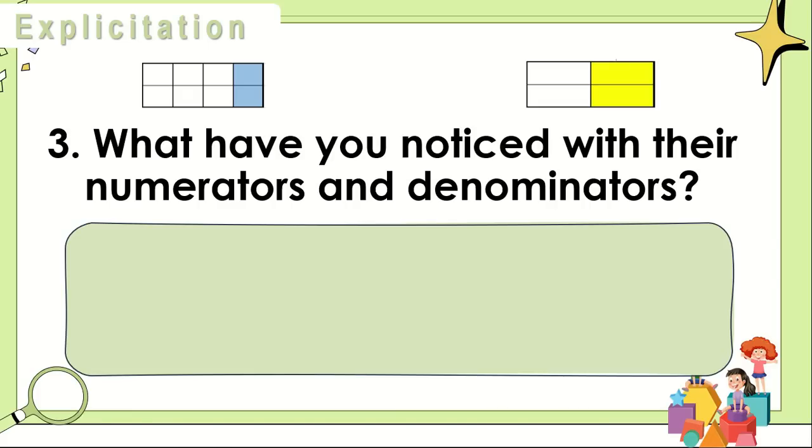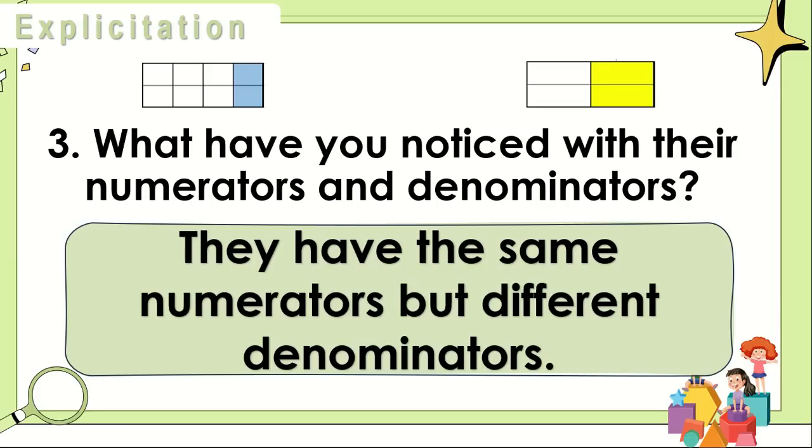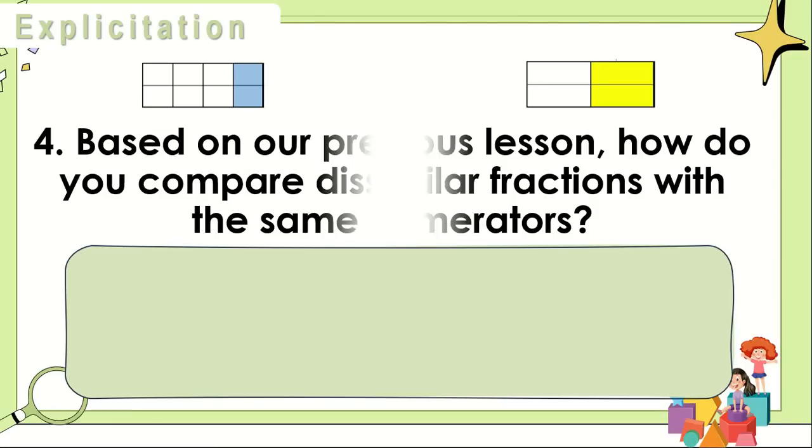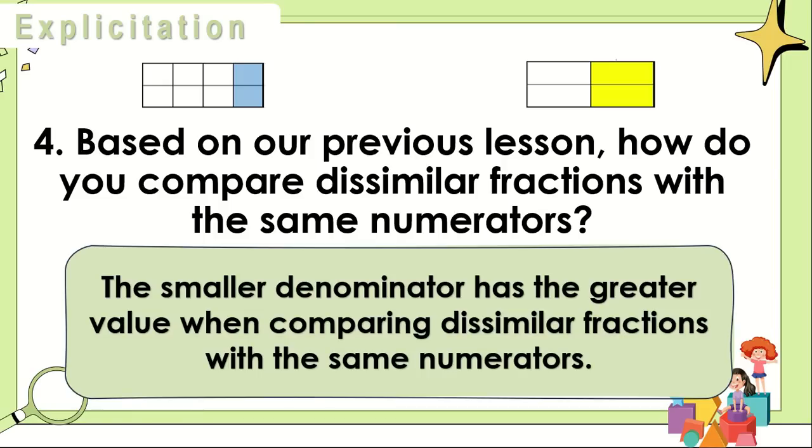What have you noticed with their numerators and denominators? Very good. They have the same numerators but different denominators. Based on our previous lesson, how do you compare dissimilar fractions with the same numerators? The smaller denominator has the greater value when comparing dissimilar fractions with the same numerators.